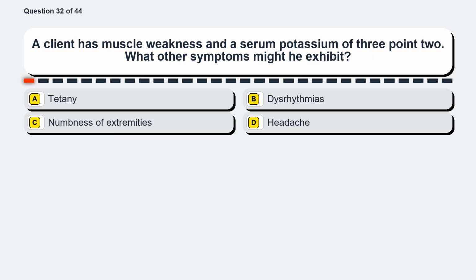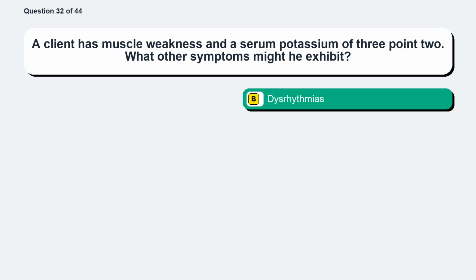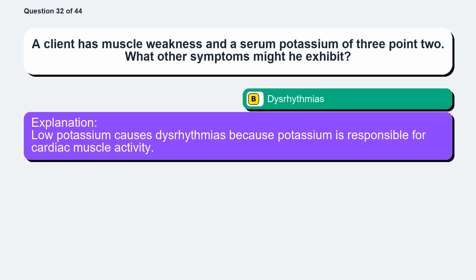Question 32. A client has muscle weakness and a serum potassium of 3.2. What other symptoms might he exhibit? Option A. Tetany. Option B. Dysrhythmias. Option C. Numbness of extremities. Option D. Headache. The correct answer is option B. Dysrhythmias. Low potassium causes dysrhythmias because potassium is responsible for cardiac muscle activity.